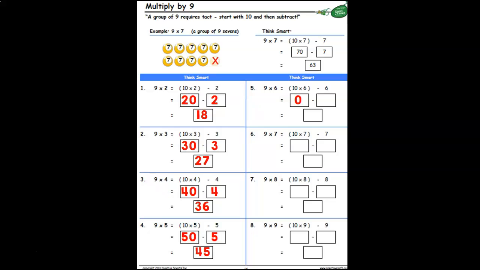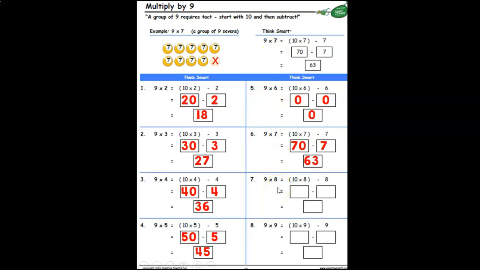9 times 6, we're going to think that should be 60. And I'm going to, it should be 60, go back 1 6, and I get 54. Okay, I apologize for that. So let's think of 9 times 7. Well, 10 times 7 is 70. Go back a 7, 63. And that's just like our example, the Think Smarter example.